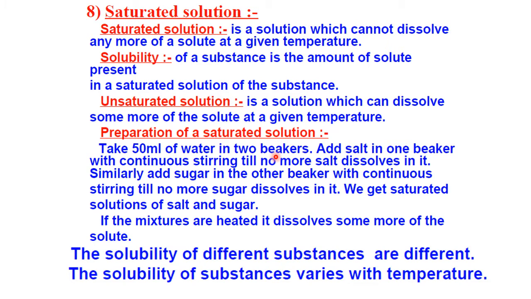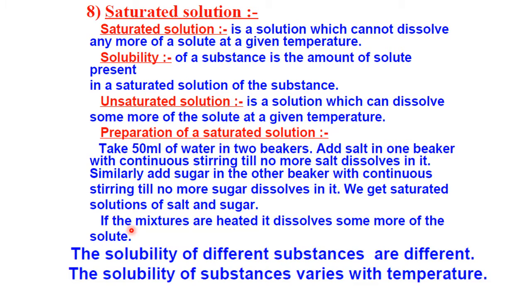So this is how we prepare the saturated solution. You have to take two 50 ml beakers, and add salt in one beaker and continue stirring it till no more salt dissolves in it. Similarly, add sugar in the other beaker with continuous stirring till no more sugar dissolves in it. We get saturated solutions of both the salt as well as the sugar. When it reaches the saturation point, if you heat it up, it can dissolve some more amount of solute in it.